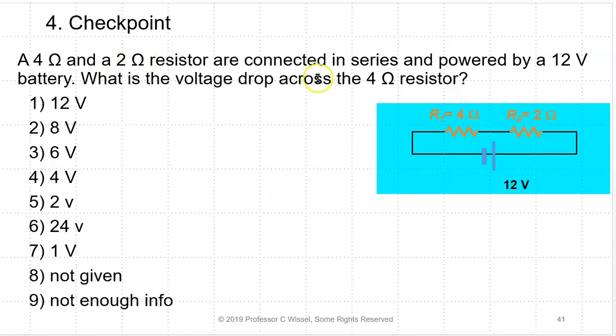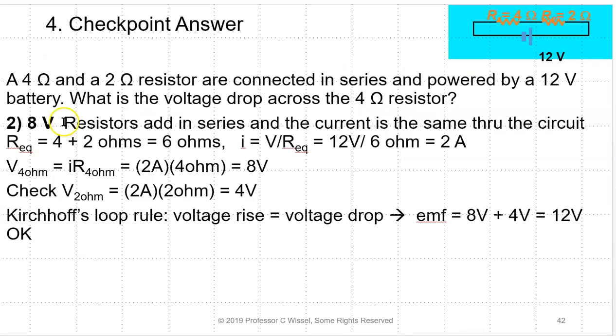A 4 ohm and a 2 ohm resistor are connected in series and powered by a 12-volt battery. What is the voltage drop across the 4 ohm resistor? It's going to be 8 volts. Resistors add in series and the current is the same through the circuit. So R equivalent is 4 plus 2, or 6 ohms. I will be V over R equivalent, which is 12 volts divided by 6 ohms, or 2 amps.